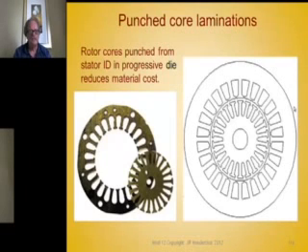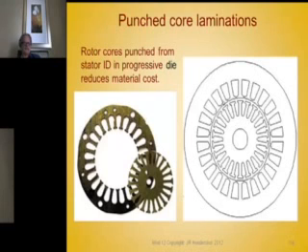But when you punch, as we said before, you punch a rotor lamination out of a stator lamination, and this example on the right shows a bigger air gap than is realistic. But you have the choice of a round slot bottom or a rectangular slot bottom. The rectangular slot bottom gives you a little more winding space, and it's easier to form the slot liners.